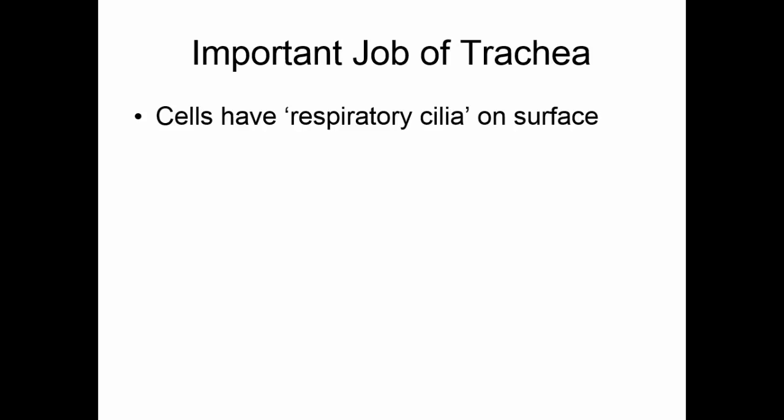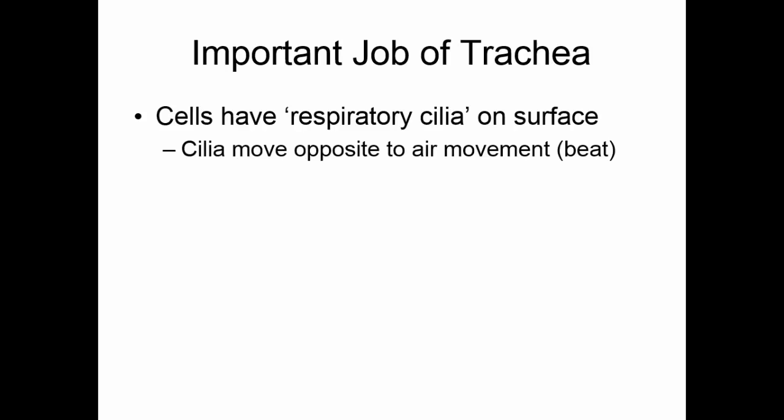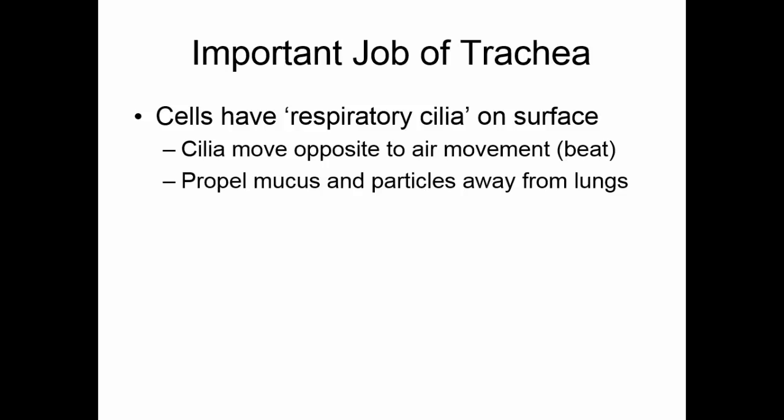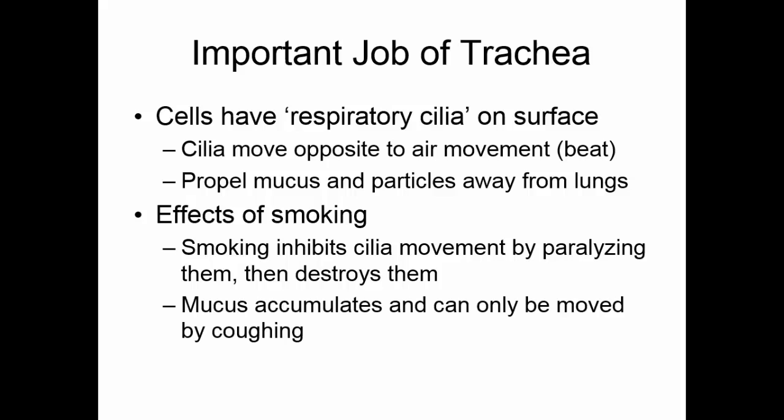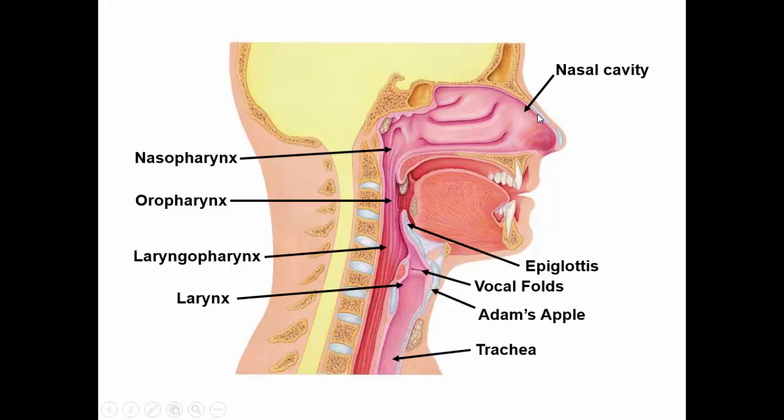The cells of the trachea have the respiratory cilia on their surface. The cilia move material in the opposite direction of air movement, so they're going to move things toward the mouth. Mucus produced by the mucosa of the trachea will trap bacteria and other things that might get into the lungs. The cilia will then beat and move this material to the mouth so that we can get rid of it. We keep it from getting into the lungs. Smoking inhibits cilia movement by paralyzing them. And then if you continue to smoke, it will completely destroy the cilia. This means that mucus will accumulate in the trachea, and the only way you can move it up to the mouth is by coughing.